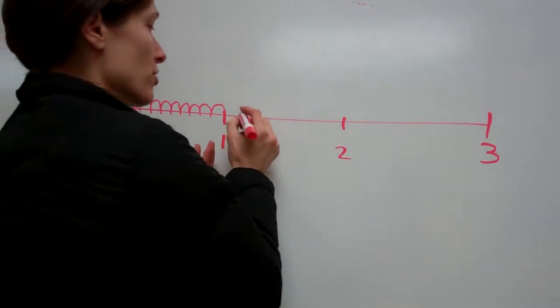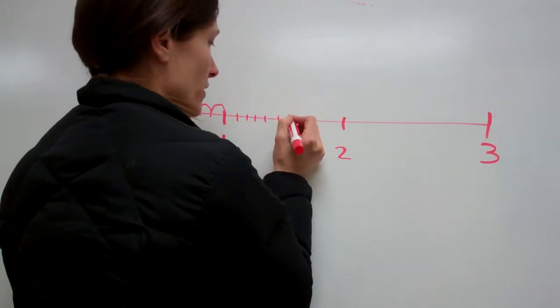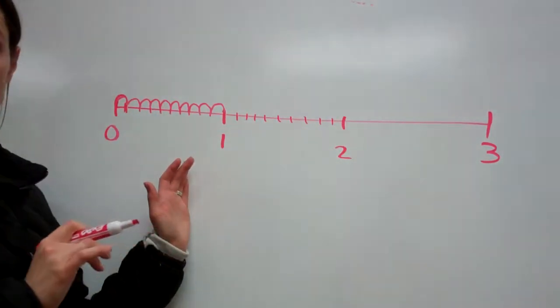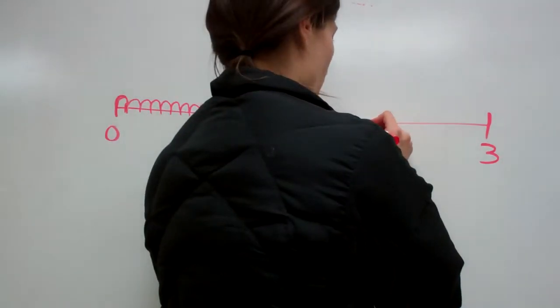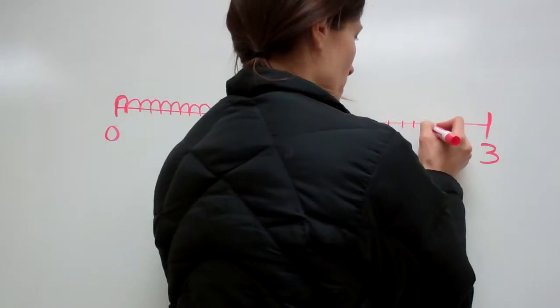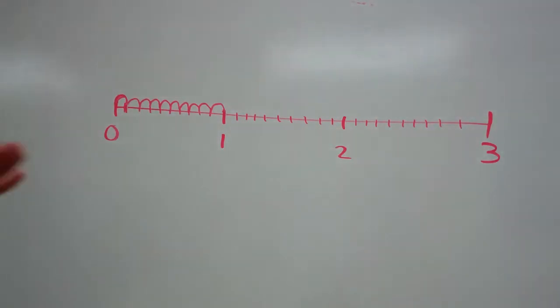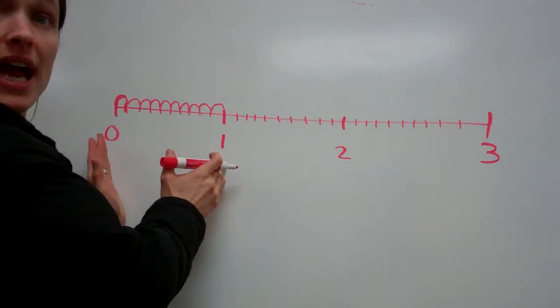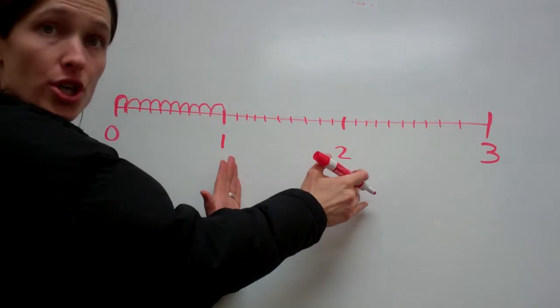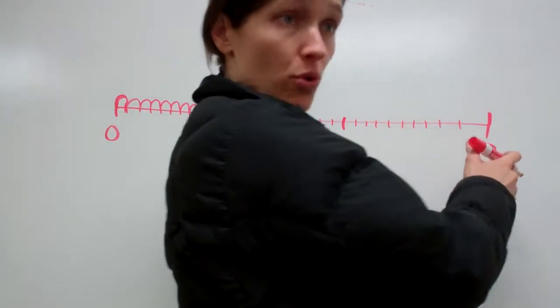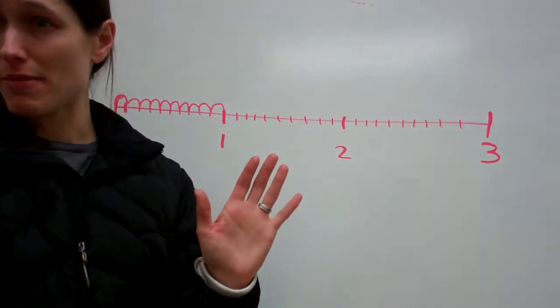Okay, so I'm going to do the same thing. 10 jumps from there to there. Again, I'm going to do the same thing here. Does everybody understand what I'm doing? From 0 to 1 has 10 units. 1 to 2 has 10 jumps or units. 2 to 3 has 10 jumps or units. Does everybody understand what I mean by jump?